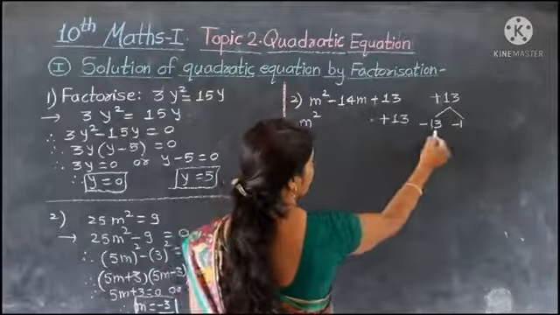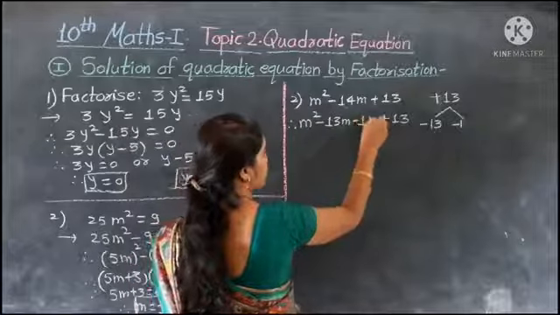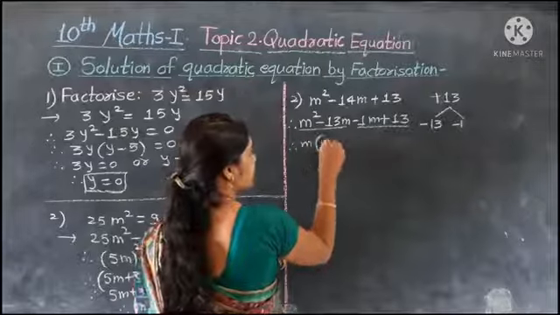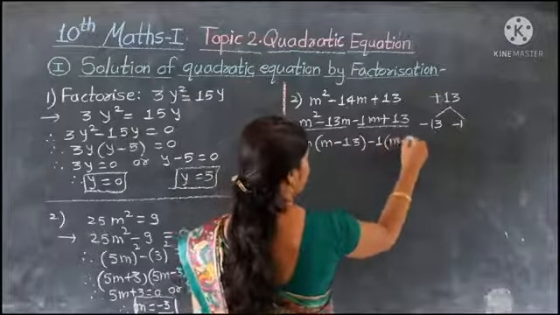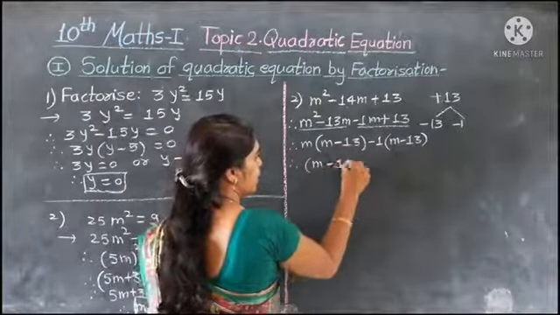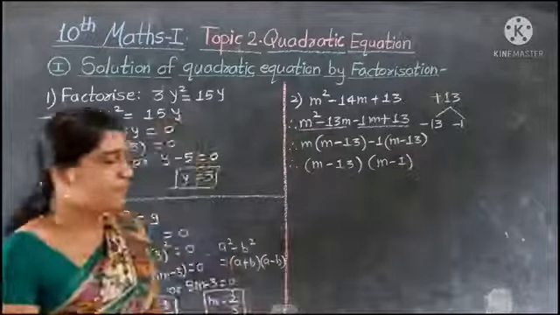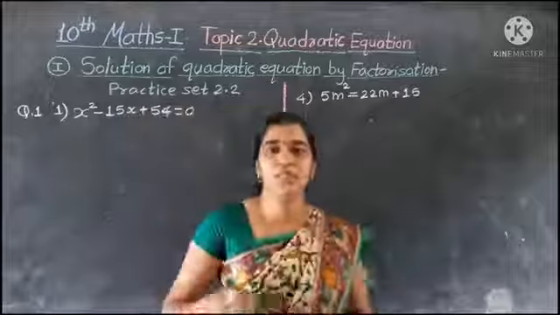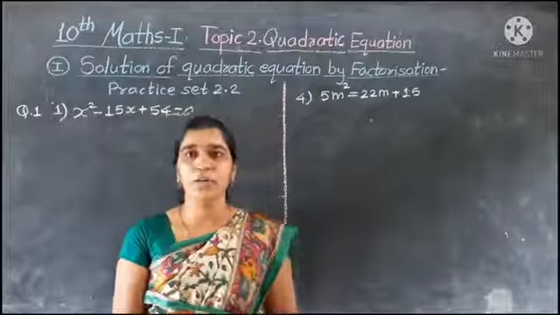Minus 14m. You can write this as minus 13m and minus 1m. So take common here, m is common: m minus 13. And here minus 1 is common: m minus 13. Therefore, you get m minus 13 and m minus 1 as its factors. Okay? Understand? Now, students, we will see some examples in practice set 2.2.